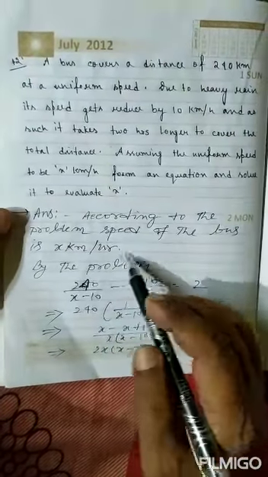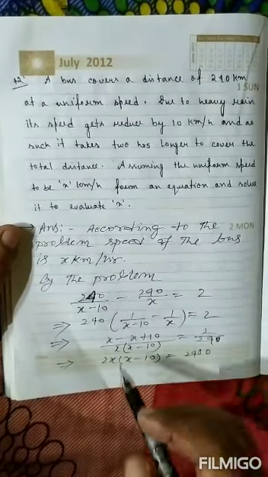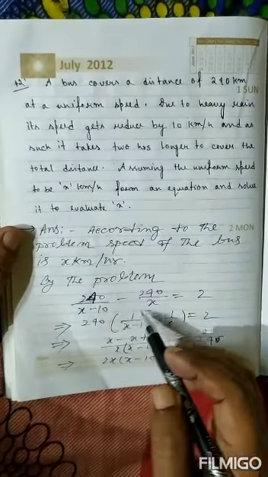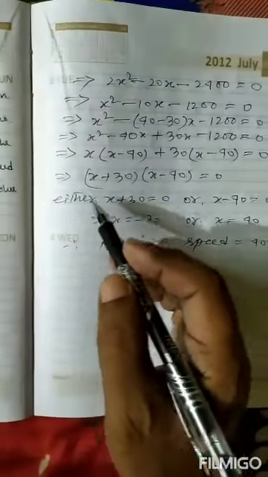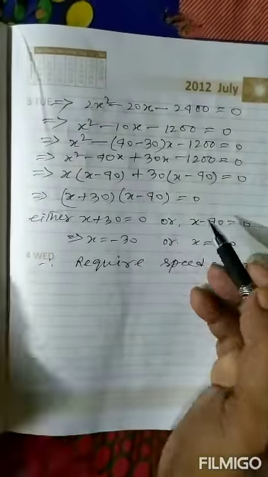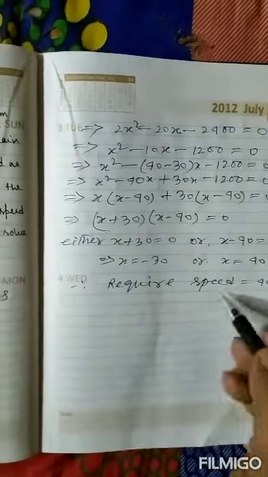According to the problem, the speed of the bus is x km per hour. By the problem, the equation will be 240 by x minus 10 minus 240 by x equal to 2. By solving, we get x plus 30 into x minus 40 equal to 0, so x equal to minus 30, that will be cancelled, so x equal to 40. Therefore, the required speed is 40 km per hour.